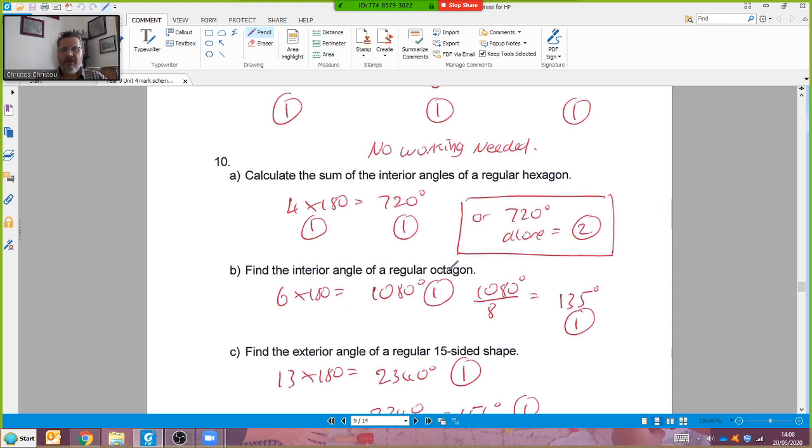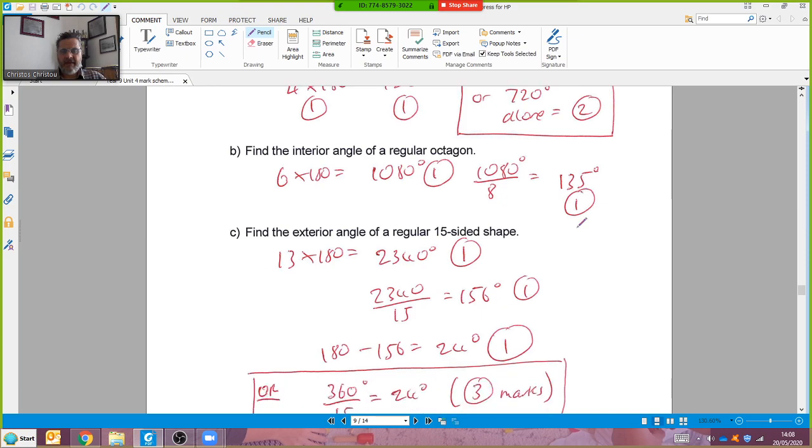Find the interior angle of a regular octagon. Okay, the interior angle. If I've got 8 sides, I'm going to create 6 triangles on the inside. So I'd like to see 6 times 180 makes 1080. Then of course you can divide that by 8 to get the interior angle of each one, which will be 135.